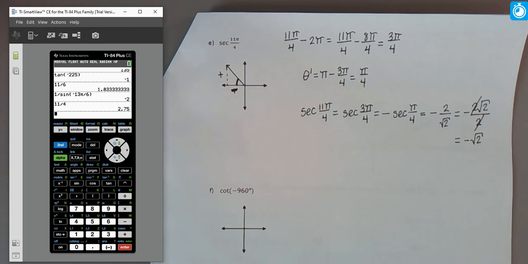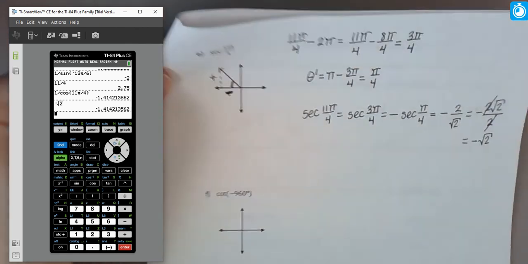So let's check that. Let's see, we are already in radian mode, so that looks good. We don't have a secant button, so we're going to do 1 over cosine. So 1 over cosine of 11 pi over 4. Okay, that's going to be our value. Well, what is the negative square root of 2? Same value. So there's our check.